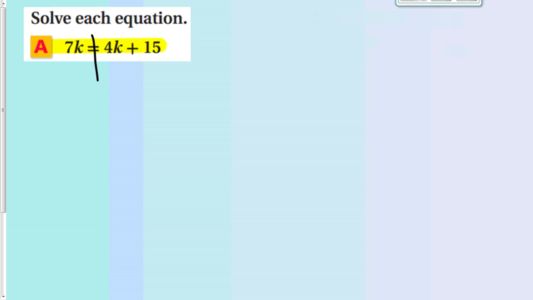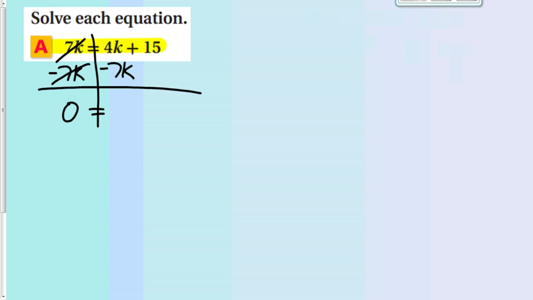You can still do that. I'm going to go through this fairly quick. But you get to choose, right? So let's say you decided to subtract 7k on both sides. Alright, well then you've got 7k minus 7k, which is 0, and 4k minus 7k is negative 3k plus 15.